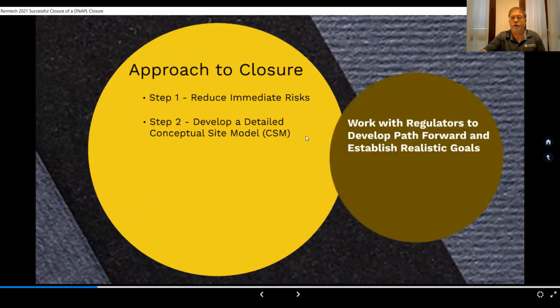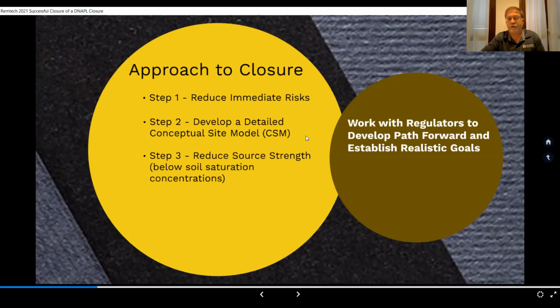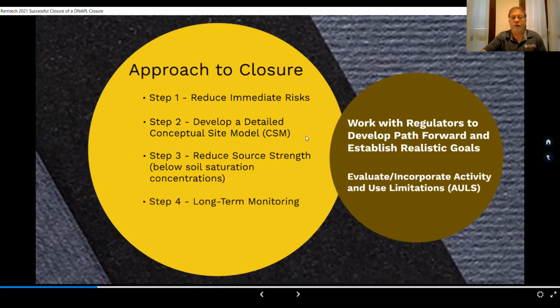And at that point, we started to work with our regulators so that we could come up with a path forward that would establish realistic goals. Then we reduced the source strength to below soil saturation concentrations. At that point, we realized we were going to have to evaluate and incorporate activity and use limitations. So that was going to be a key element in the success: you were going to basically say the groundwater beneath the site cannot be used for any purpose. And then we went into a long-term monitoring phase.